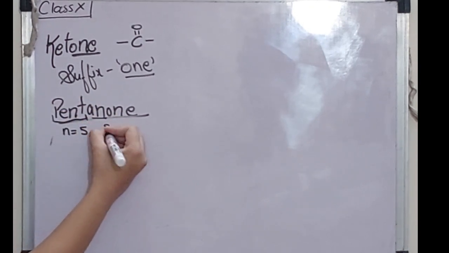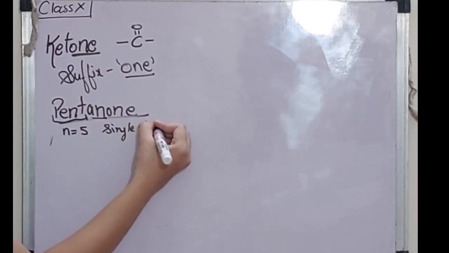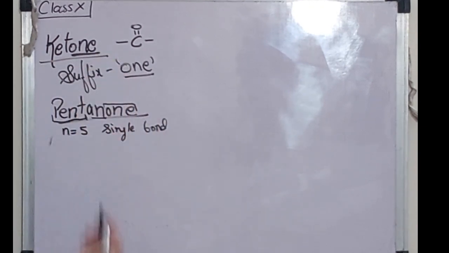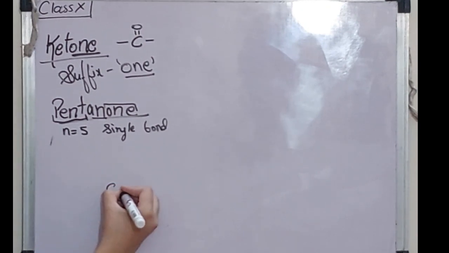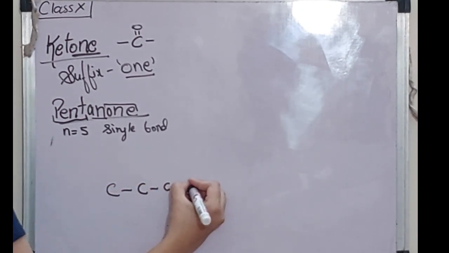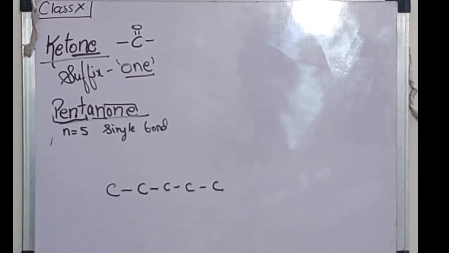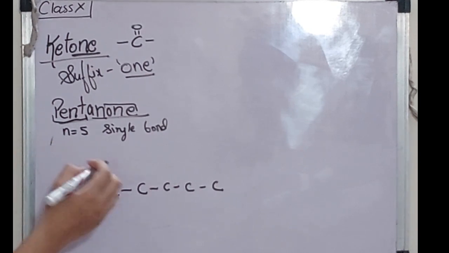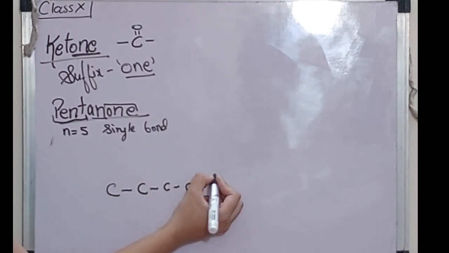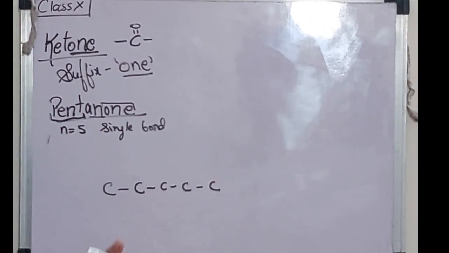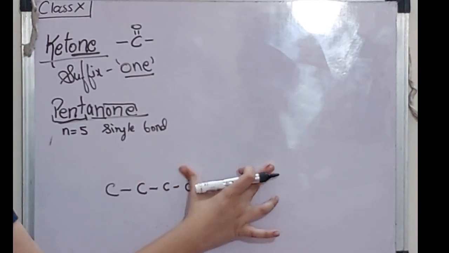An means single bond, and one means the ketone. So I will draw it like this: first I will draw the 5 carbons, 1 2 3 4 5. Then there will be single bonds, done. One is the ketone functional group. So where will I put the oxygen now? Here? No. Why? Because there is no carbon on this side, so it will not be a ketone.